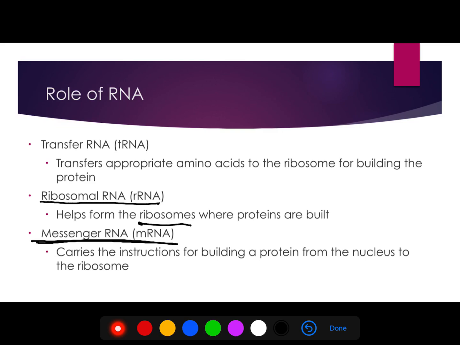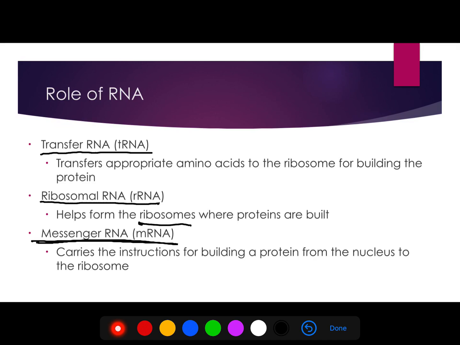Okay, and then we also have transfer RNA, or tRNA. These are going to be used to help add amino acids to the protein that we're building. Okay, so these are going to actually carry in the amino acids that need to be added on or linked into our protein to help make our protein bigger and more complex. Okay, so tRNAs are going to be carrying amino acids and helping build the protein by linking together those amino acids.